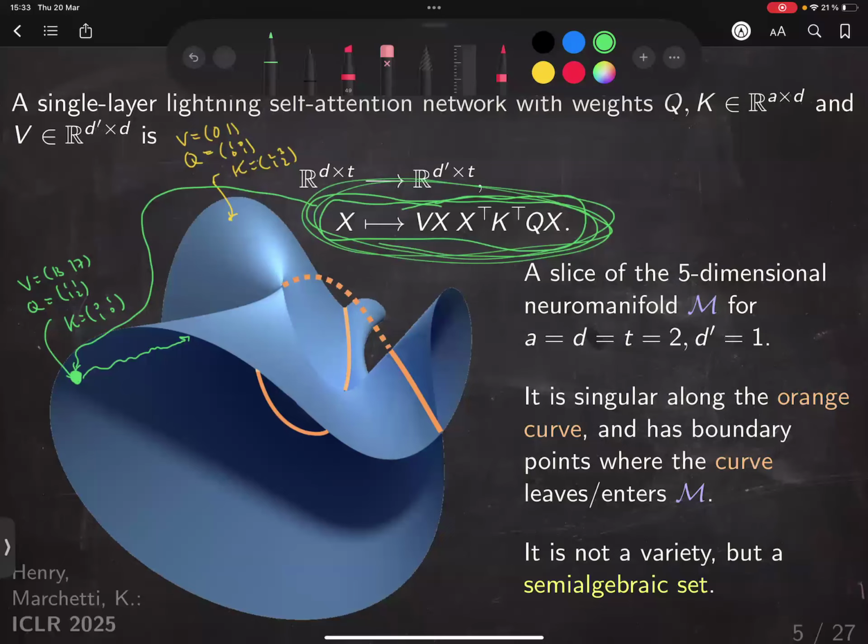So the whole blue thing is really a manifold inside a space of functions. It has a crazy ambient space; it's not just R3 or something. This manifold sits inside the space of cubic matrix polynomials. That's where it lives. And each point on this blue manifold is a particular cubic function in X, where particular means it looks like this for some fixed choice of V, K, and Q.